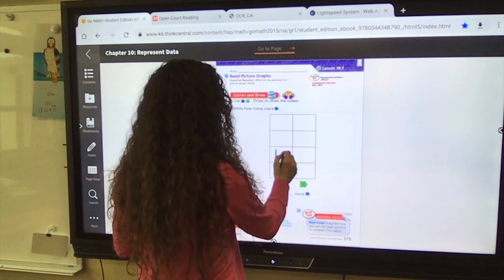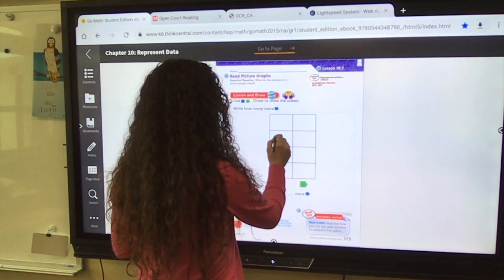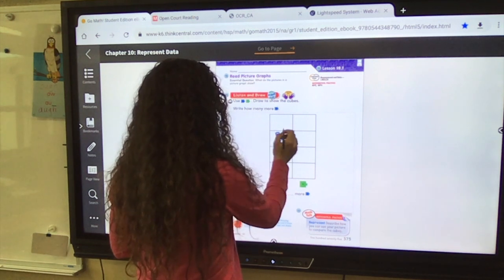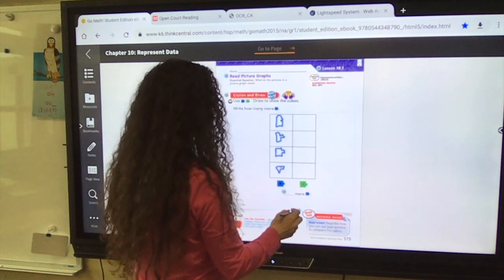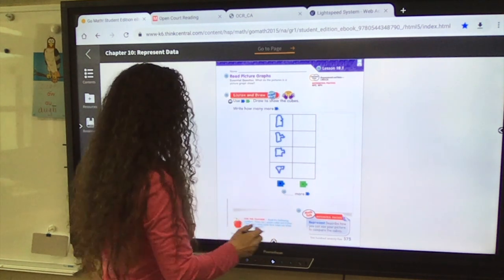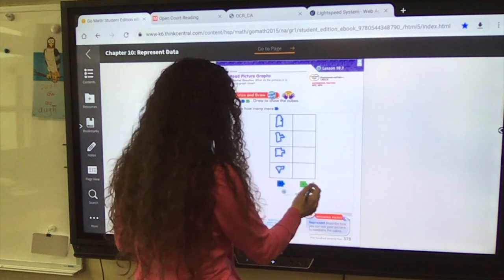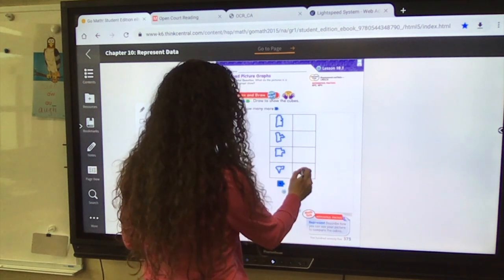That's a weird looking cube. 2, 3, ooh, 4. That looks like a person. And then if you don't have blue and green, that's totally okay. And then 2 green cubes.